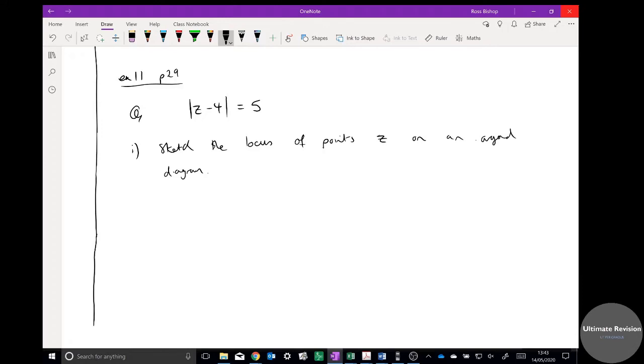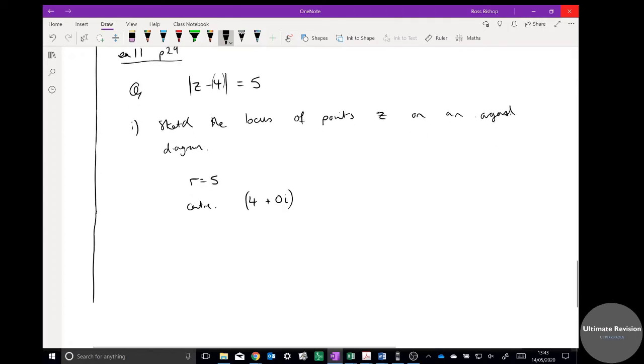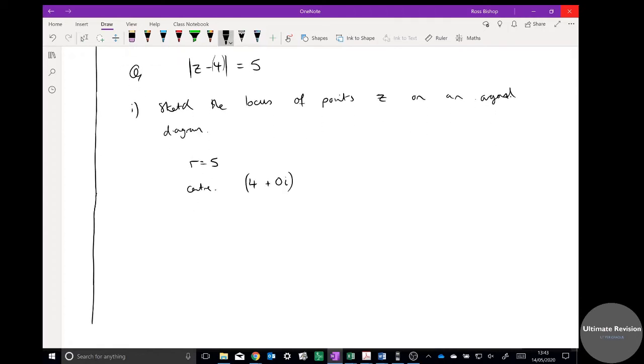Now, I can go straight in and I know the radius immediately is 5. And the centre is going to be whatever's in there, so the centre is going to be 4 plus 0i. There's no i coefficient there, there's 0. From that point onwards, I can plot that quite easily. Centre is 4 here, that's just 4, there's no imaginary part to that. And the radius is 5, so that's where it's going to go through.